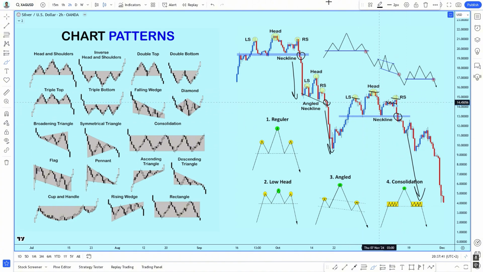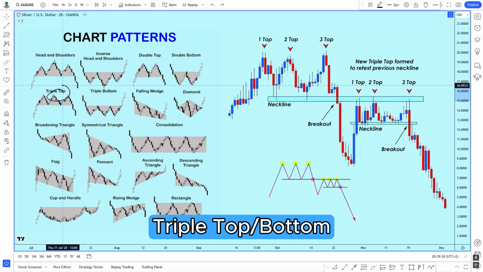But anyway, the point is the same, that we have a lower high formation that is at the same level as this first high formation. I consider this pattern to be useful, and you can use the plan that I previously showed you to trade it. Next pattern is the triple top and triple bottom.